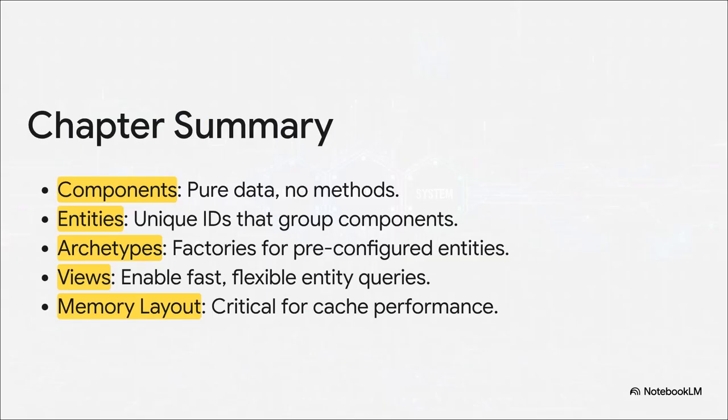So let's do a real quick recap of the key takeaways here. First, components are pure data, no logic, period. Next, entities are just IDs that group those components together. Archetypes are our factories for making pre-configured entities easily. Views give us powerful, fast queries to find exactly the data we need. And all of this serves one ultimate goal, a memory layout that is absolutely critical for top-tier cache performance.